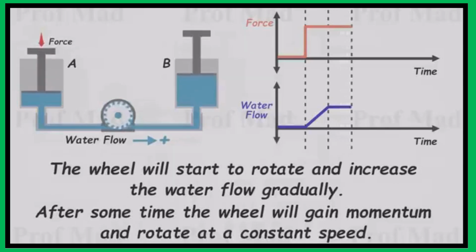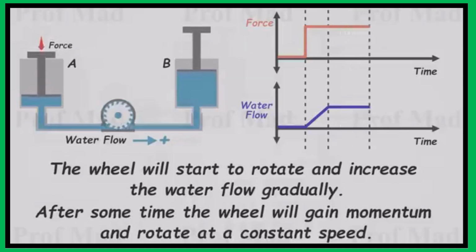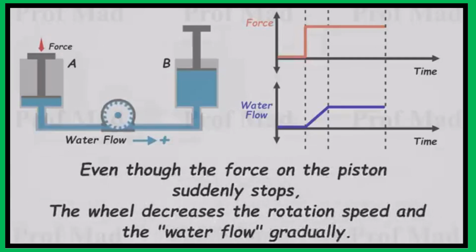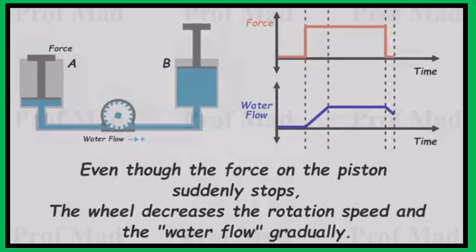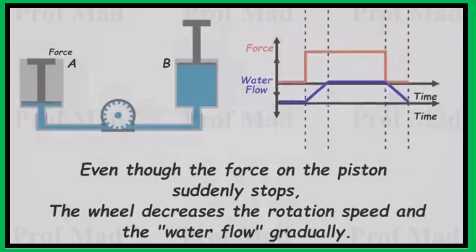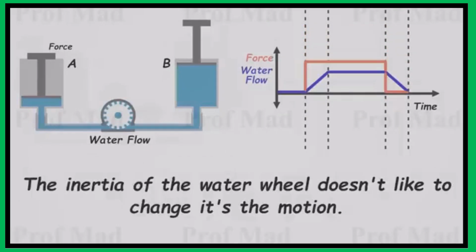If we abruptly stop the force while the wheel is still turning, the wheel will attempt to maintain its rotation, causing the water flow to persist for a moment before gradually decreasing and eventually coming to a halt due to friction within the pipe. This behavior arises from the inertia of the water wheel, which strives to maintain a constant rotational speed.